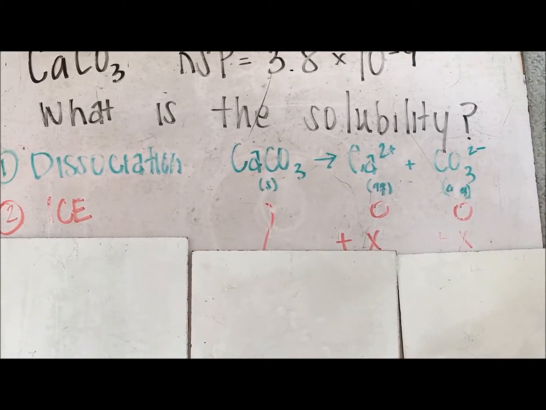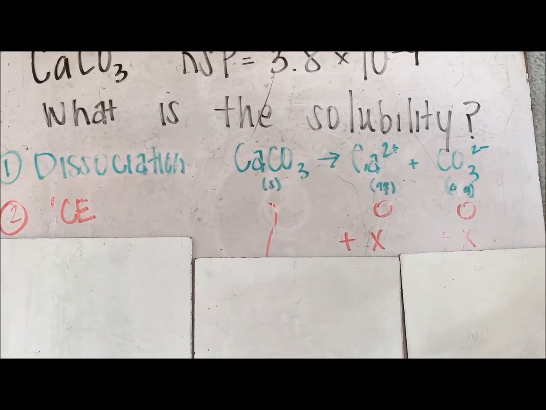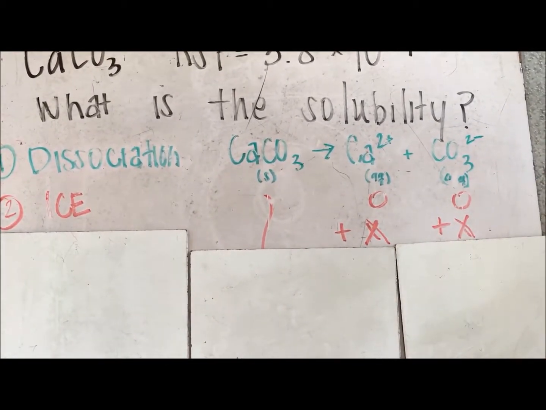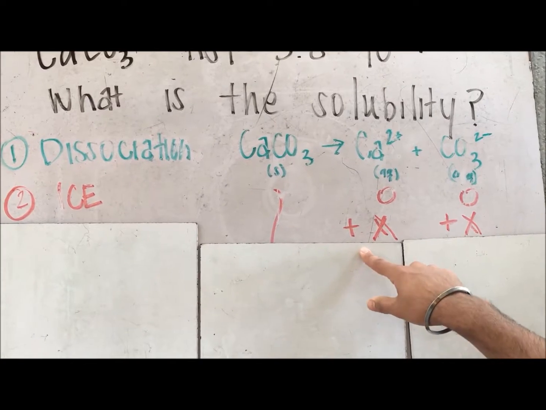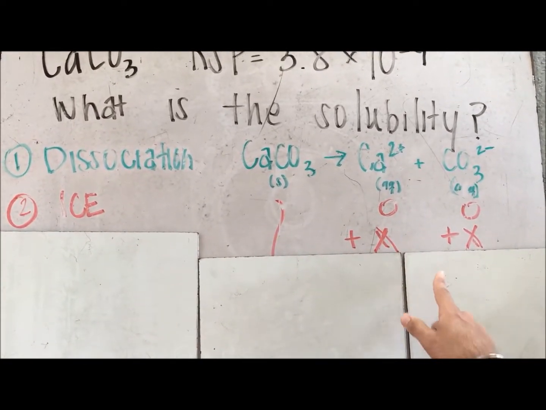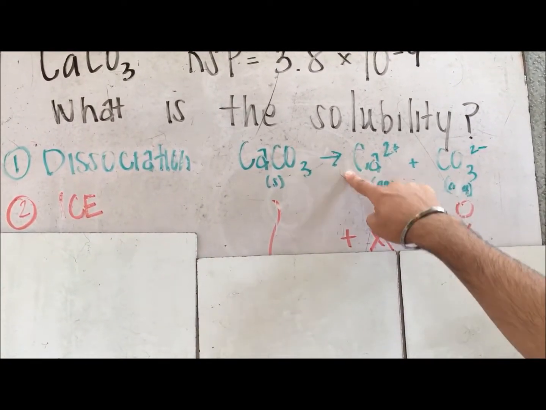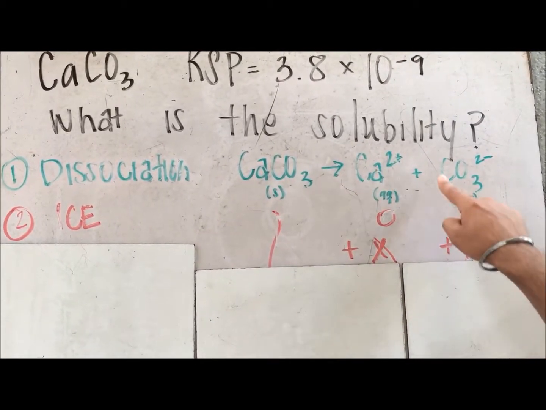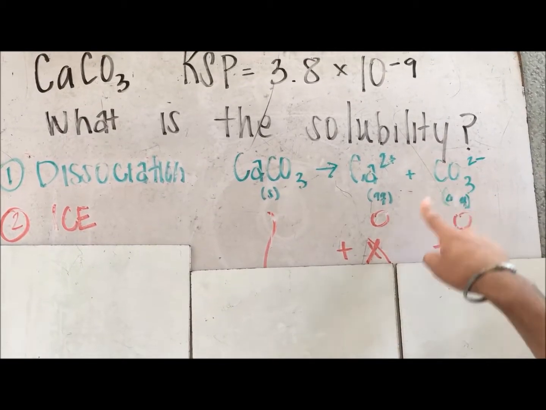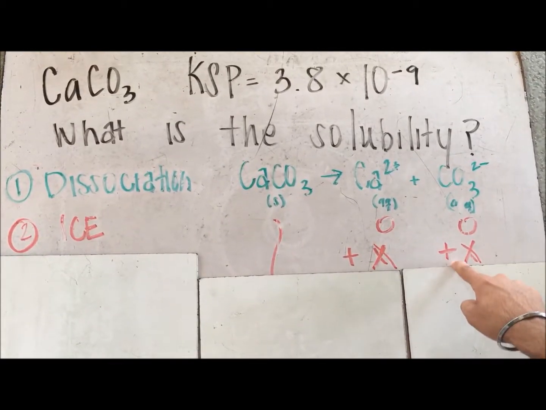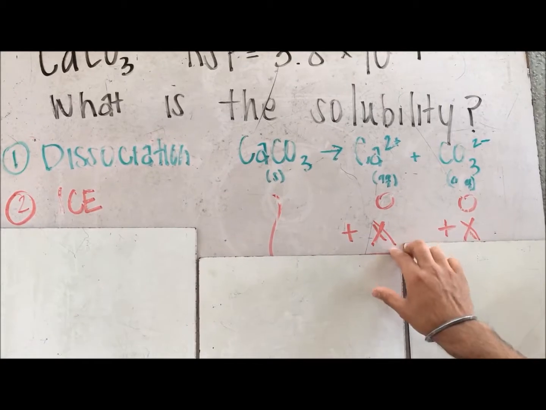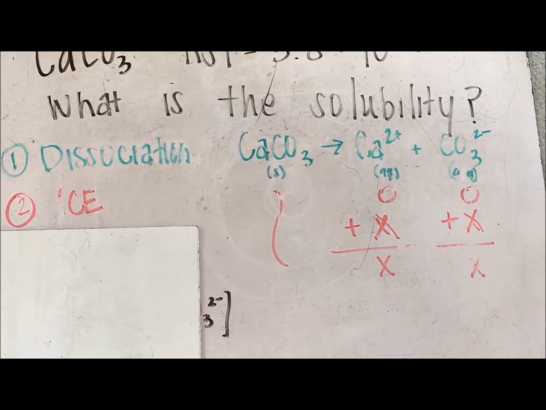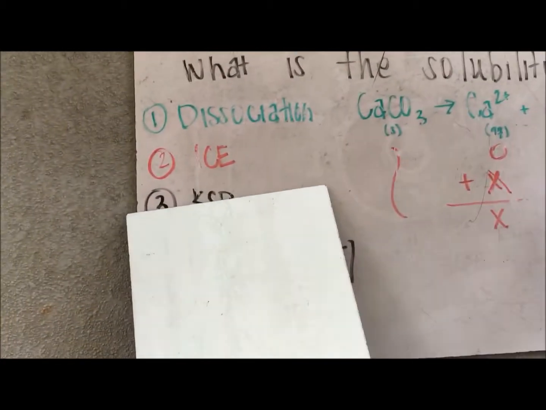And then we're going to be adding x's to both sides. So it's plus x with the calcium 2 plus and plus x with the CO3. Why is it plus x? Because we do not know exactly how much is actually going to be formed after we dissociate. Because the ratio is 1 to 1, there's no coefficient in front of the calcium 2 plus, and neither is there any coefficient in front of the carbonate. This is a plus 1x and a plus 1x. So 0 plus x is x, and 0 plus x is x. So we have our ICE table set up.